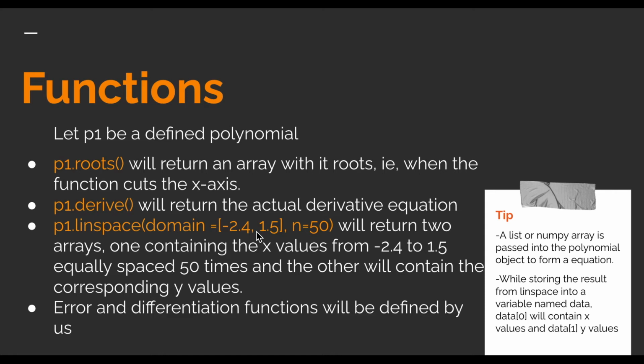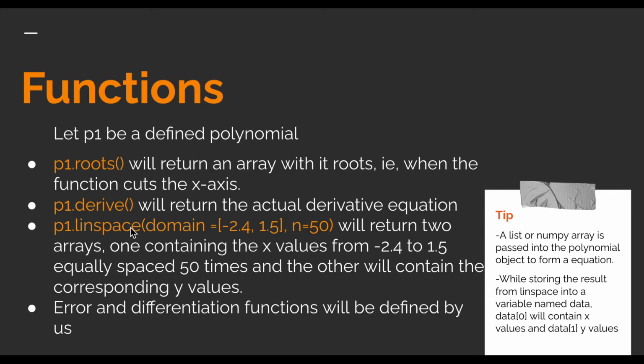So if I call this function linspace and say that the domain of x will be from minus 2.4 to 1.5, it will just divide it and return the corresponding values of y for those 50 values of x. This means that if I call this linspace function on the polynomial, it will return two arrays. One array will contain the 50 values of x that will lie from minus 2.4 to 1.5, and the other array will contain the corresponding values of y when we put those values of x into the polynomial function.